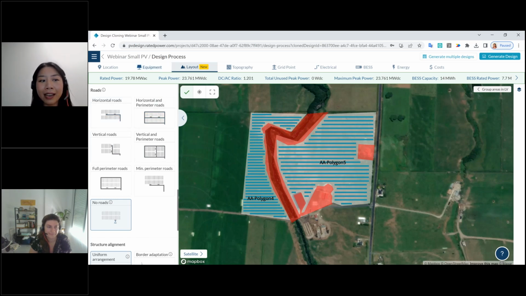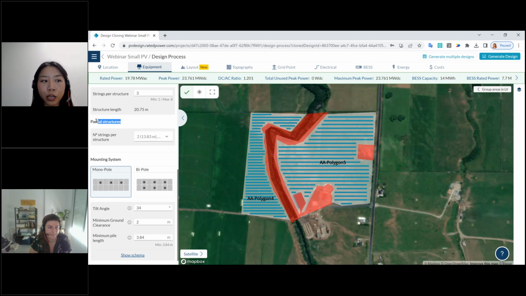Finally, another highlight is that we have partial structures. In case you're considering a long structure, in this case, 20 meters long, for the majority of your site.